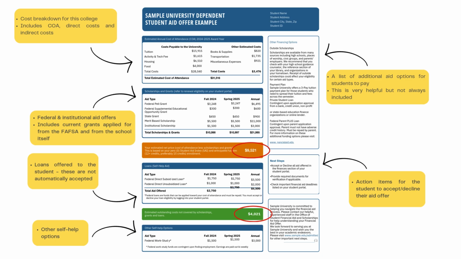Directly below that, in that orange section, you can see the estimated net price. They get that by taking the cost of attendance and subtracting the scholarships and grants. Directly below that is where we have the self-help aid. And for this student in particular, they have been offered two federal loans, one being the subsidized loan and one being the unsubsidized loan. This just gives the student that option.